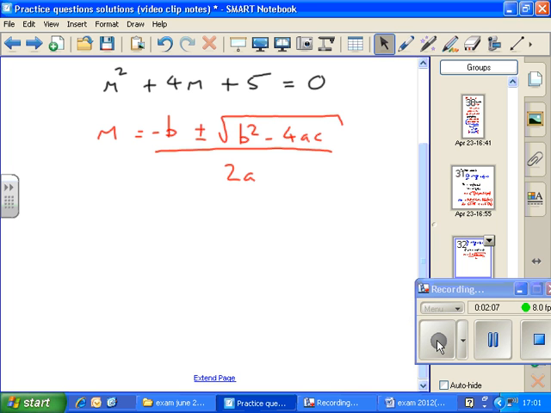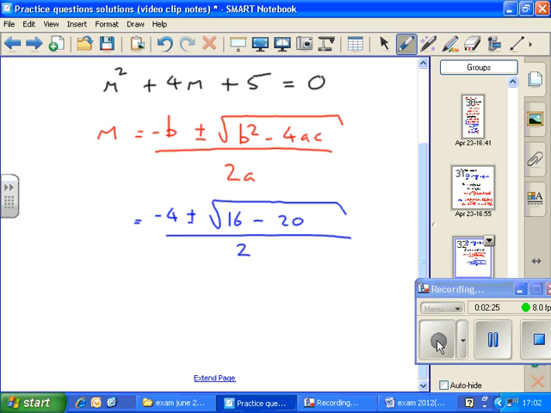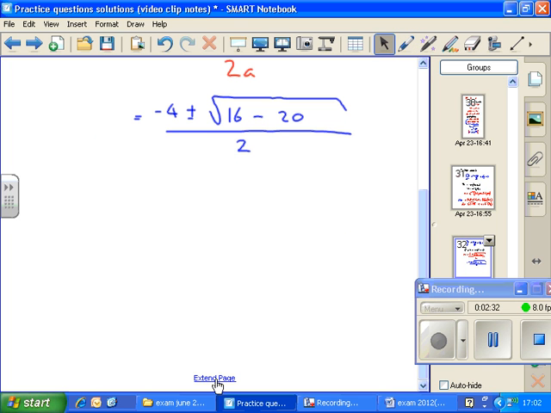So putting the values in, minus 4 plus or minus the square root of b squared, 16, minus 4 times 1 times 5, which is 20, all over 2a, 2 times 1 is 2. Straight away we can see that 16 minus 20 is going to give us a negative number inside the root, so it's a complex solution. So this means we get minus 4 over 2 plus or minus the square root of minus 4 over 2.